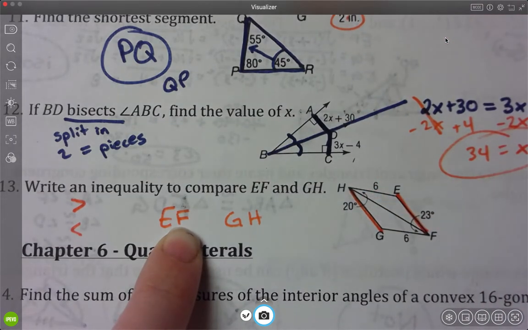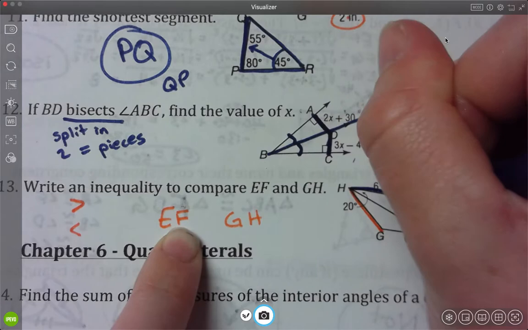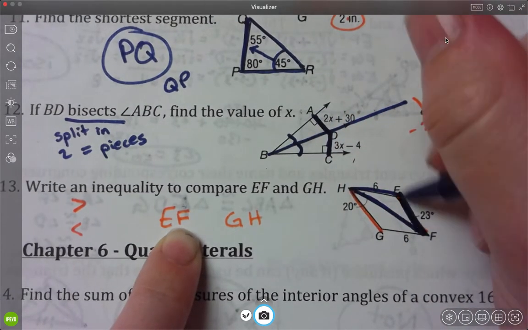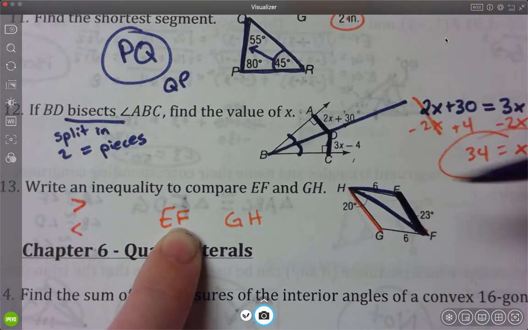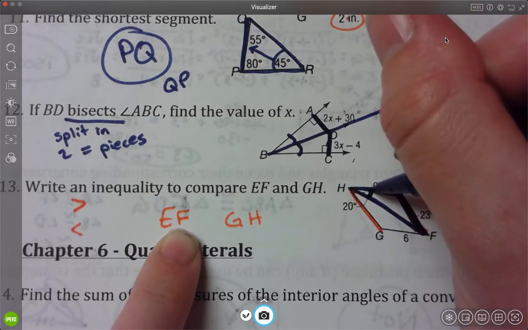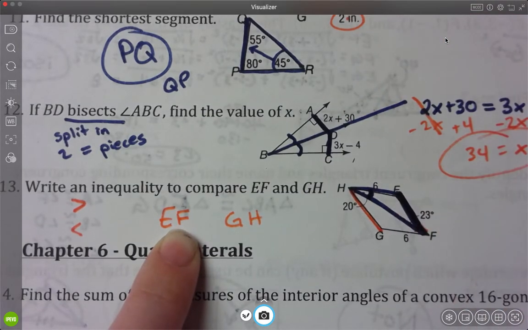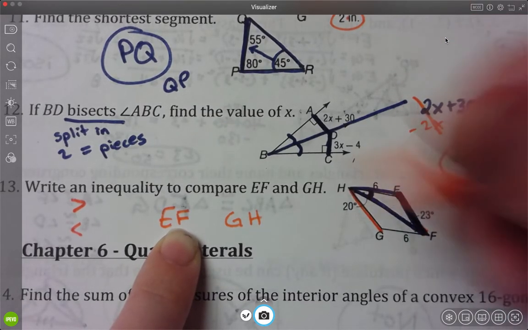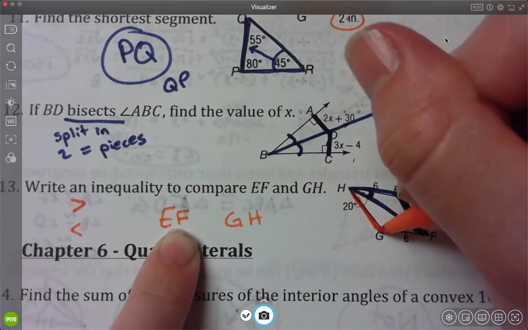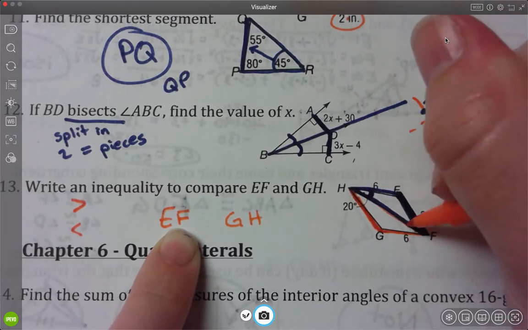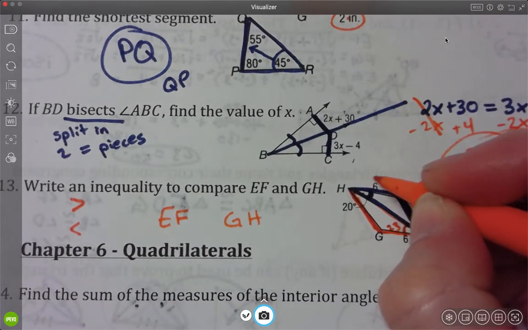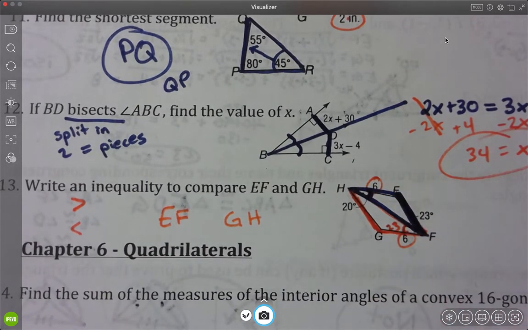So let's look at just this top triangle right here. EF, this guy is the one that's in question, okay? And it tells me that this angle right here is 20 degrees, okay? GH, this bottom side right here is what we're looking at, and it's telling me that this angle right here is 23 degrees, okay? Then it also does something up here where it talks about 6, okay?